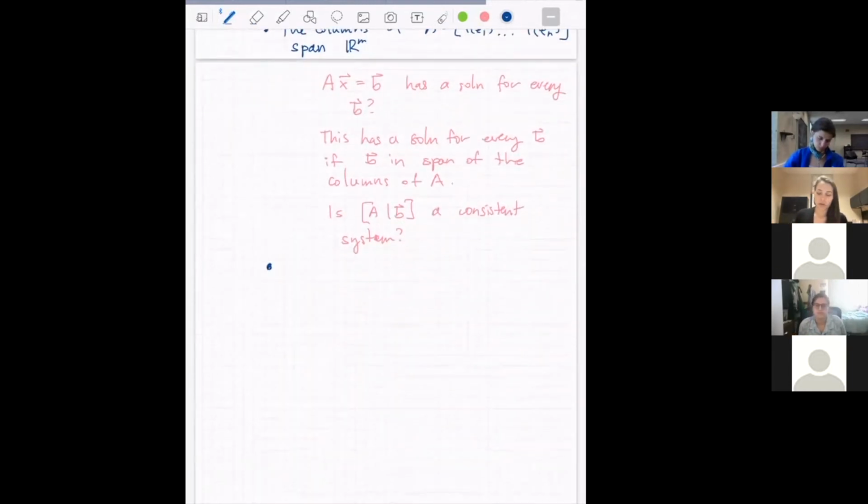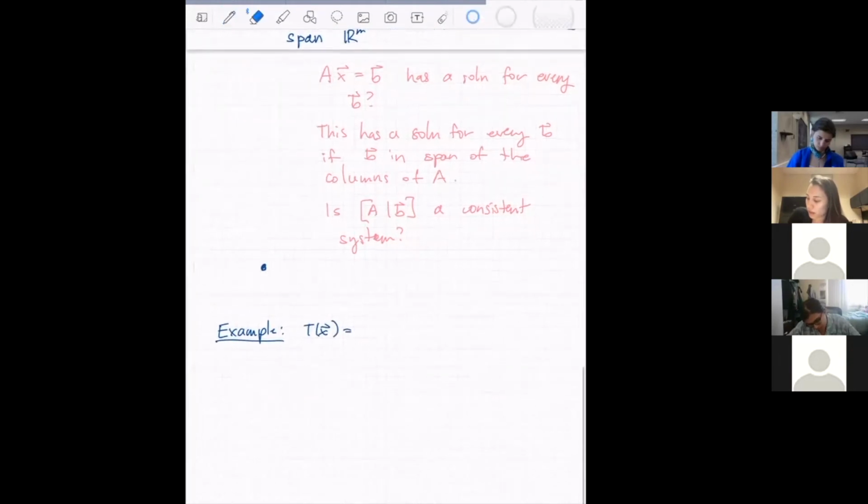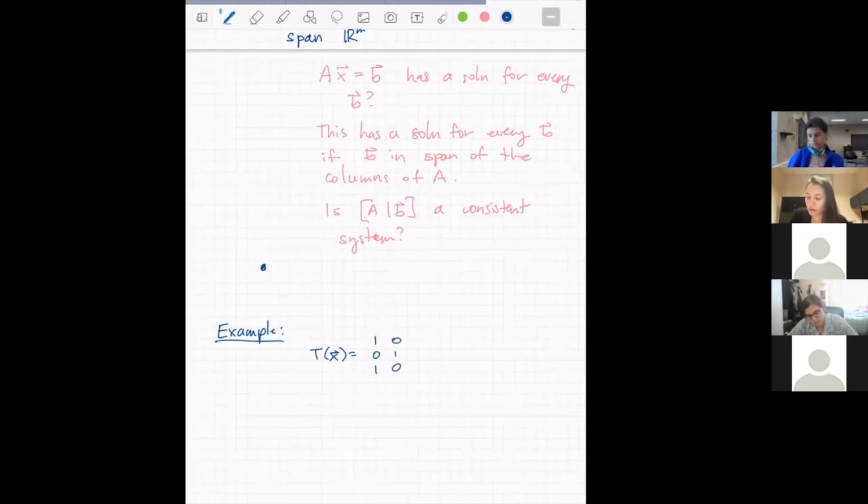Okay. So here we'll have an example of a function that may or may not be onto, right? So how do we figure that out? So say we have a function T that's given by, in fact, let me move this down. Let's see, 1, 0, 1, 0, 1, 0, 2, 1, 1.